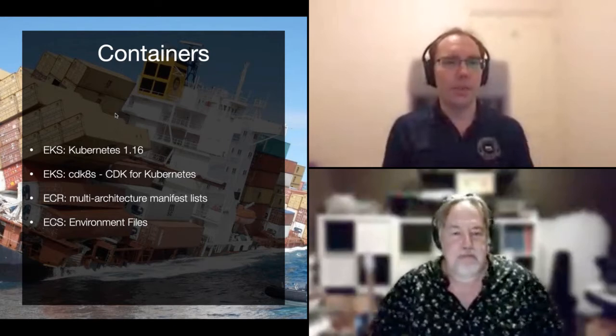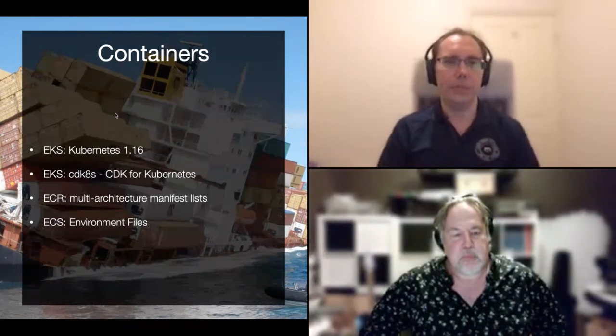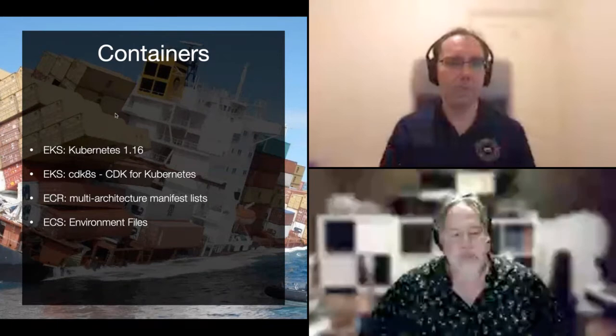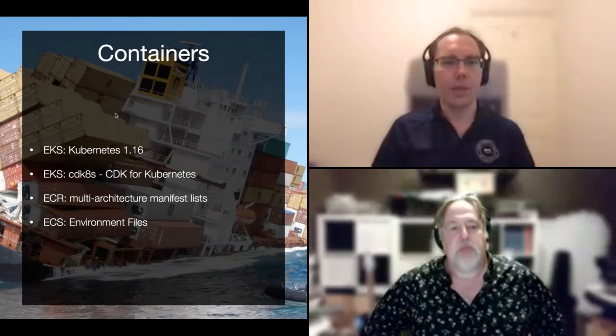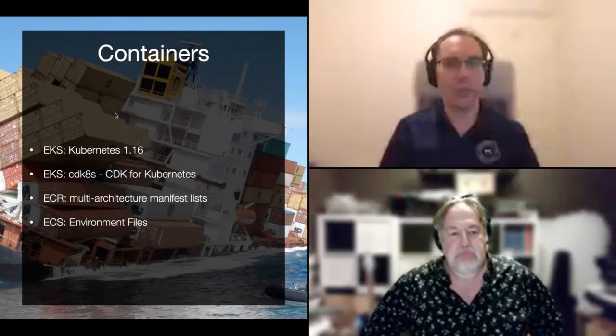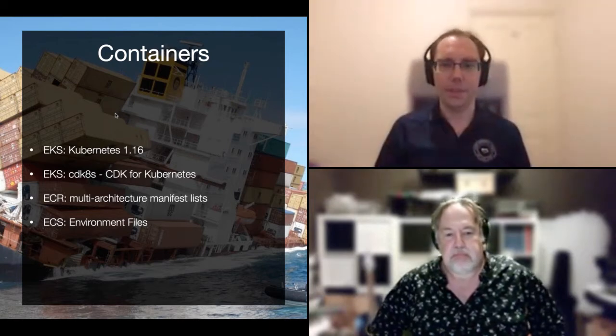Other interesting one potentially is the multi-architecture manifest file, so that you can now have separate container images in ECR for Intel and ARM processors, which is nice if you use the new M6G type instances.